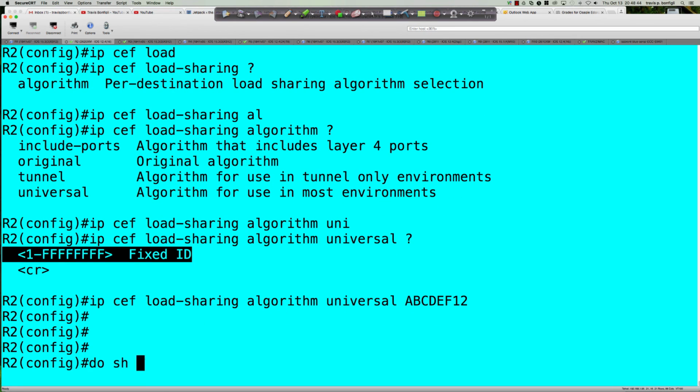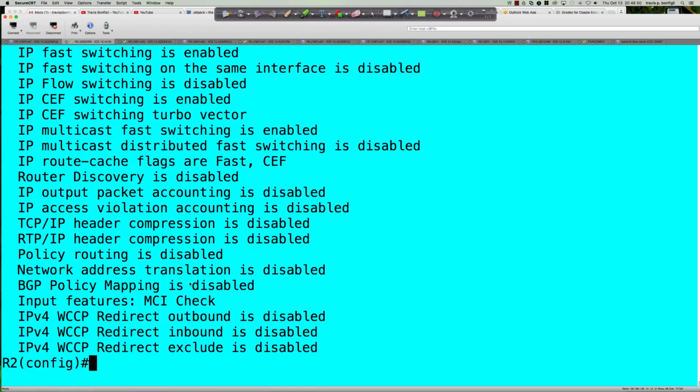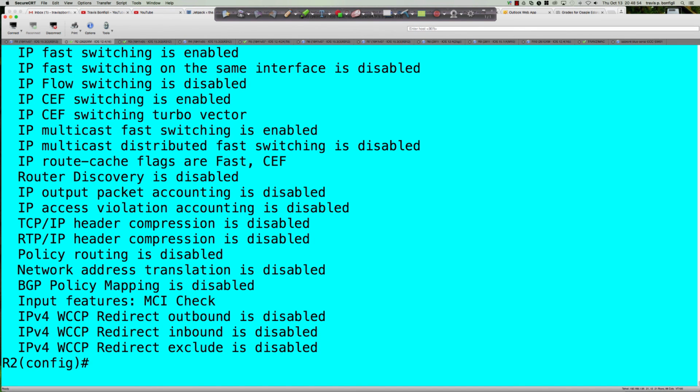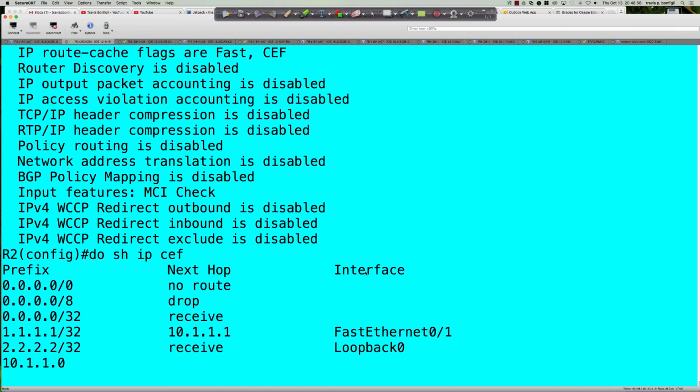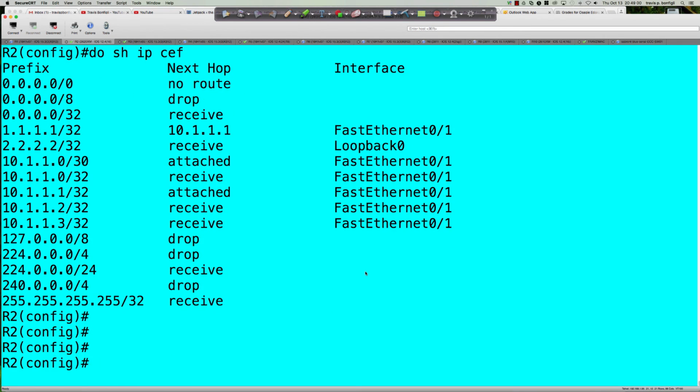So if I was to say do show IP interface FastEthernet 0/1, let's make sure that we've got CEF switching enabled, and then do show IP CEF, right? So you can see everything is still functioning the way it's supposed to, and then do show, what am I? It's do show IP CEF.